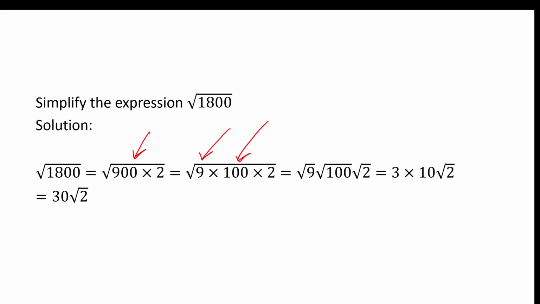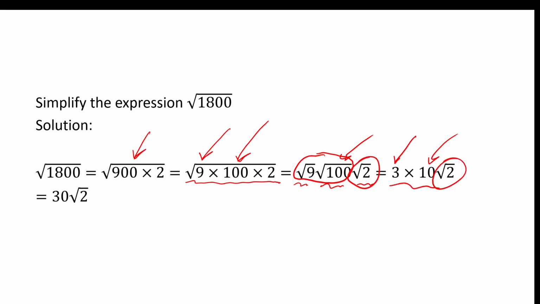And then we say to ourselves, hey, the square root of 9 times 100 times 2 is equal to the square root of 9 times the square root of 100 times the square root of 2. Now, most people recognize the square root of 9 as 3, and most people recognize the square root of 100 as 10, and then we still have the square root of 2 hanging out. Of course, we multiply 3 times 10 and we get 30 root 2.